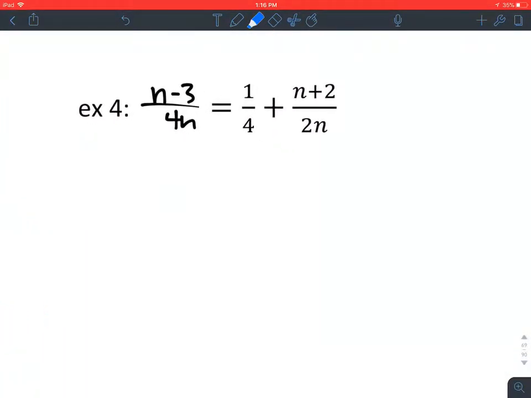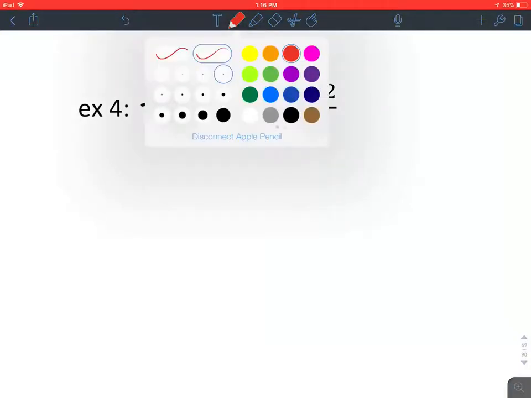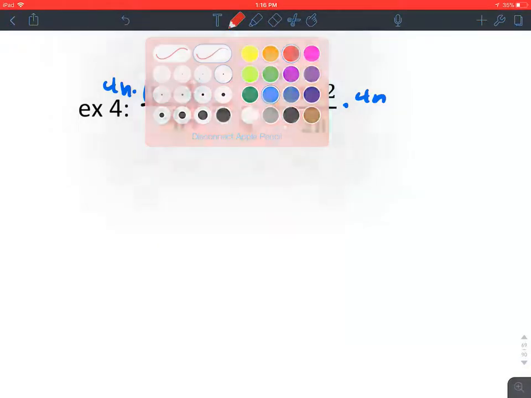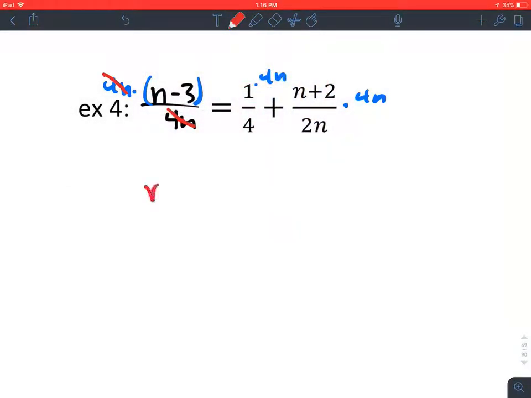Number 4. I want to get rid of my fraction. I'm going to multiply every term by a 4n. If you want to multiply by more than 4n, you can, but you don't need to, because watch what happens. 4n divided by 4n cancels, so we got n minus 3. On the right, 4n divided by 4 is left with an n. 1 times n is n. Continuing on the right, 2n goes into 4n 2 times, so we have 2n plus 4.